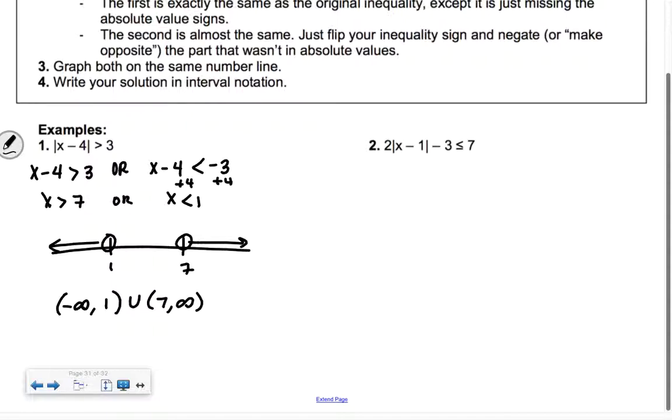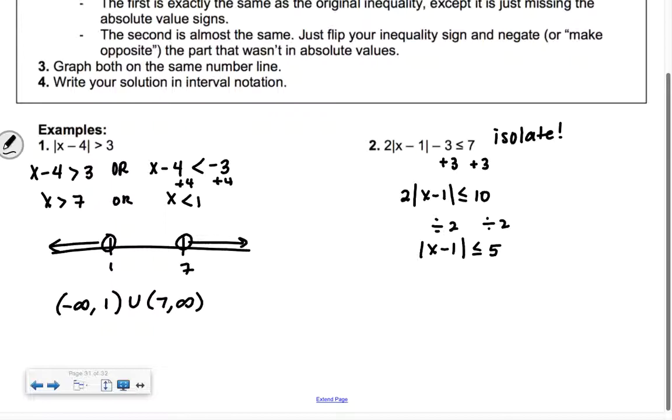All right, what do I have to do first on the next one? It's different than the first one. It's not isolated, right? We've got to isolate. So I'm going to add 3. I get 2 times the absolute value of x minus 1 is less than or equal to 10. Divide by 2, divide by 2. I get the absolute value of x minus 1 is less than or equal to 5. So we isolated, right? We're good.